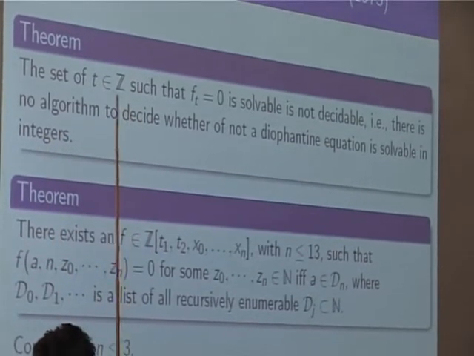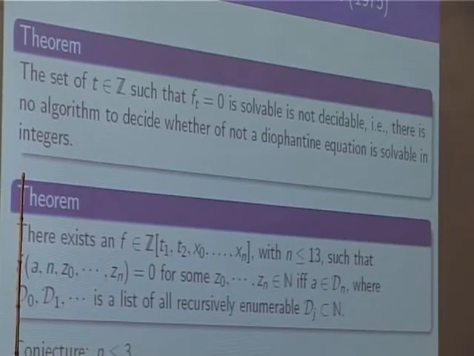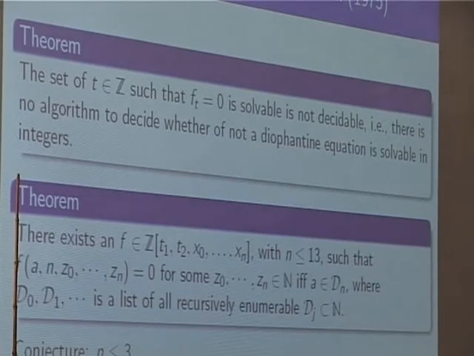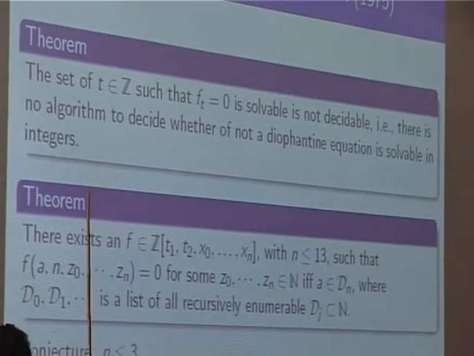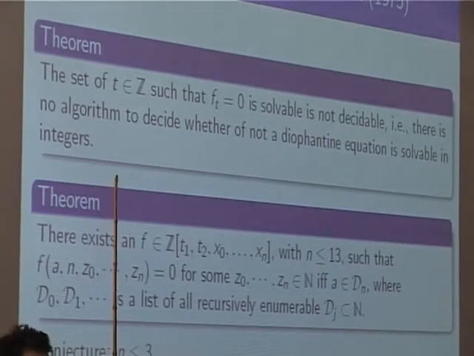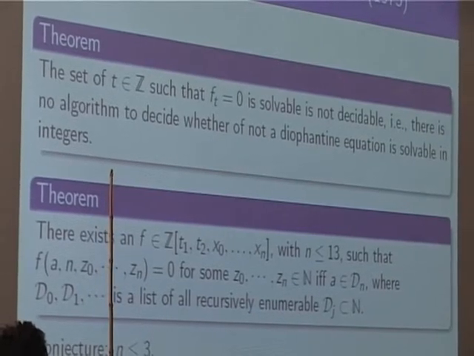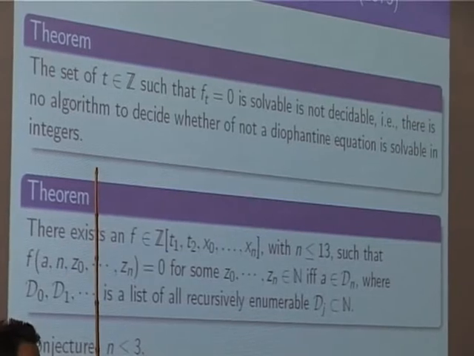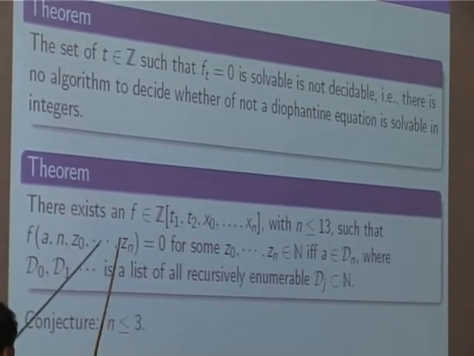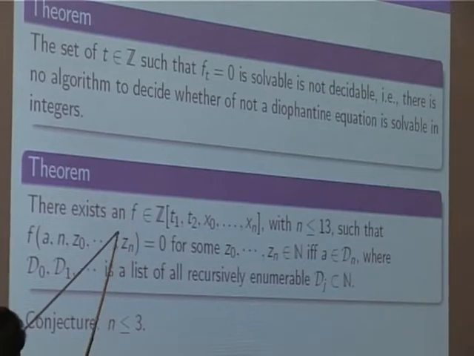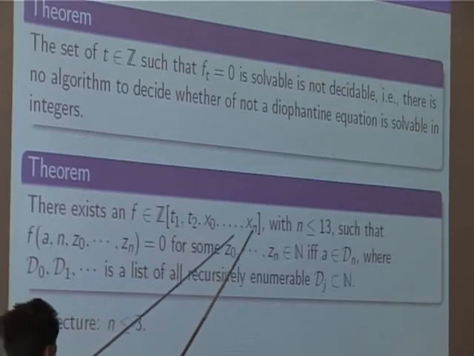So we have a family, and in fact, one can push this statement much further and show that, in a sense, the question about solvability of one Diophantine equation is equivalent to all of formal mathematics. Here is a version. You have a polynomial in the variables t1, t2, and then x0 up to xn.